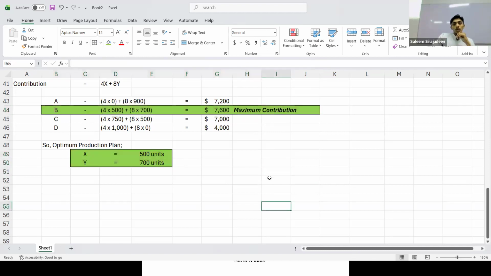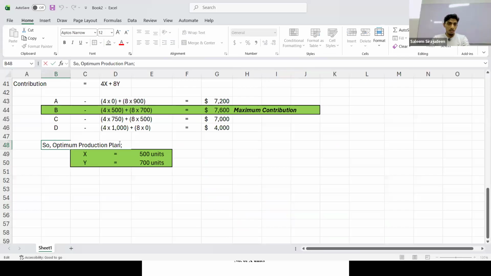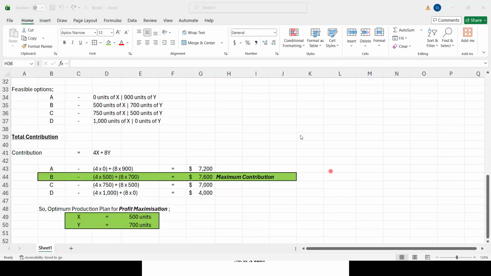Any doubts? No doubts. So if you mark this in your graph, it will be, here see, point B, the optimum production point for profit maximization. Optimum production point, optimum production plan, both are the same. Optimum production plan for profit maximization. Got it? Yes? Right.